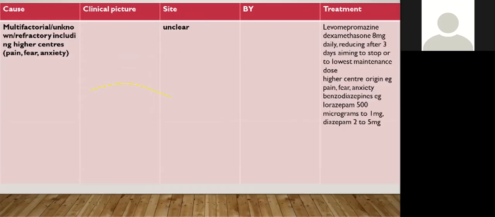Then the last one is the multifactorial cause. So we do everything, we still can't find a cause of nausea and vomiting, and as I said, higher centers are involved, or pain, fear, anxiety. Then it's a multifactorial unknown cause, so the site is unclear. Then you go with a broad spectrum antiemetic. You can use levomepromazine, which covers all the receptors. Again, steroids can be used, dexamethasone 8 milligram daily, reduced after 3 days, aim to stop. Then if it's a higher center of origin, like pain, fear, anxiety, we use benzodiazepines like clonazepam, 500 microgram, dose can be increased to 1 mg, and diazepam 2 to 5 mg. So benzos can also be used for that. Next slide.